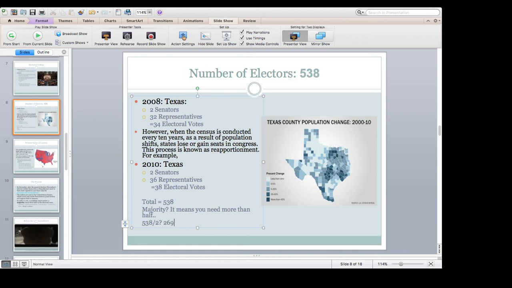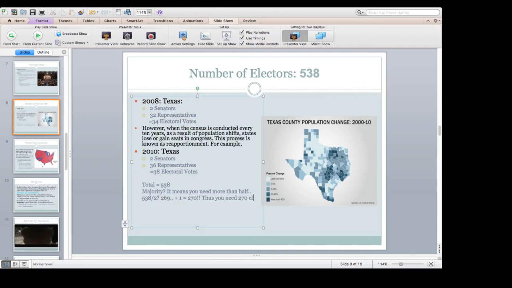So what's half of 538? 269 is the answer. But is that more than half? No, that's just half. So you would add 1 more, and you would equal up to the magic number. To become president, you need 270 electoral votes. Thus, you need 270 electoral votes to become president of the United States. So the question on your mind should be, how do you get those electoral votes? If Texas has a total of 38 electoral votes, how does a candidate get those electoral votes?